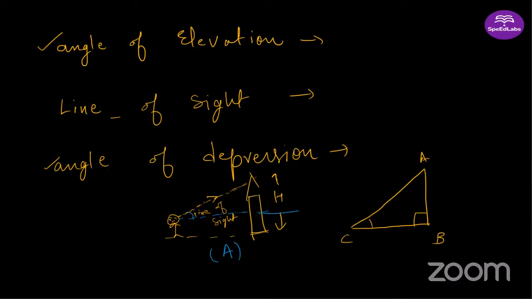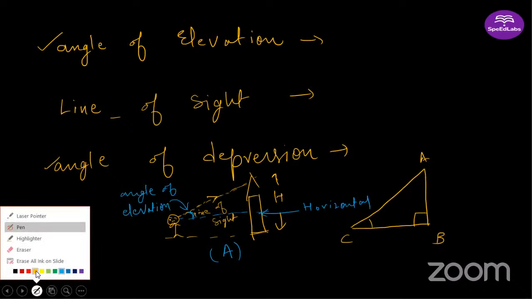If I say this blue one is our horizontal, then in this case the line of sight is above horizontal. So the angle formed here would be called the angle of elevation.